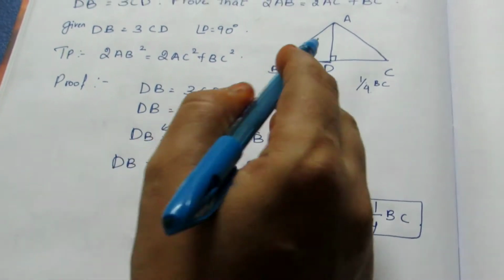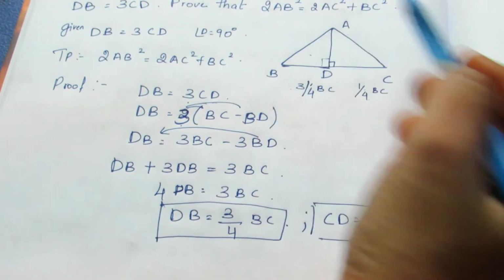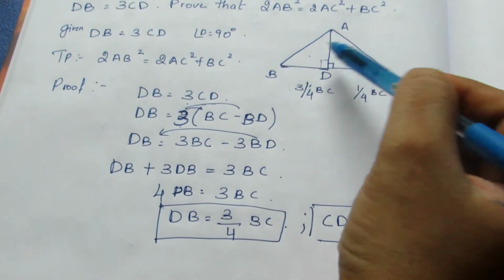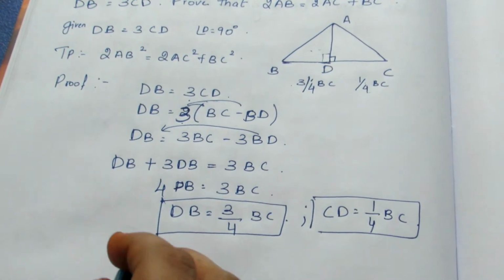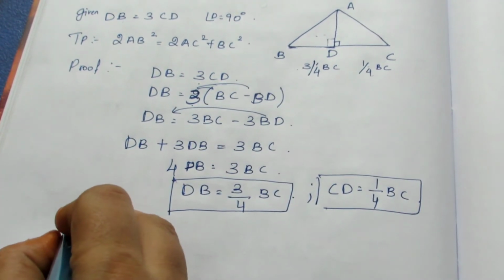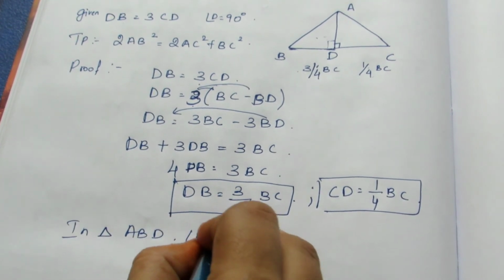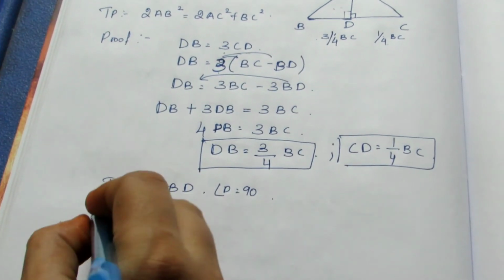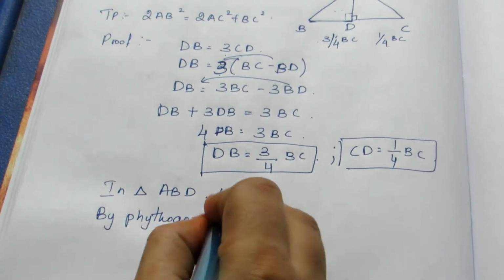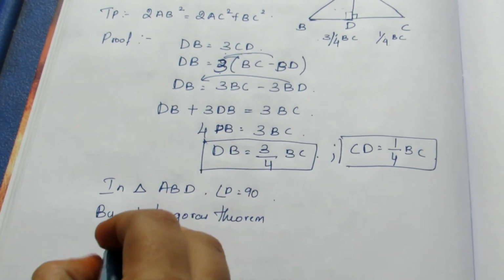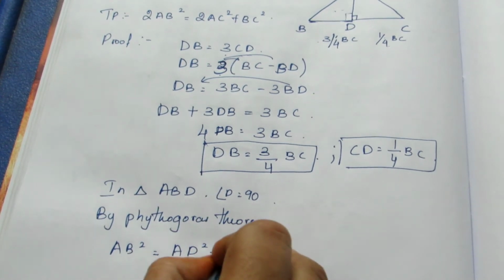Now we'll start with the sum, taking two triangles, that have a 90 degree angle over here. So taking the two triangles, because we want AB square and AC square, we write by Pythagoras theorem, because of the 90 degree, we'll start equating both. Now in triangle ABD, angle D equal to 90 degree. So by Pythagoras we know that AB square equal to AD square plus BD square.